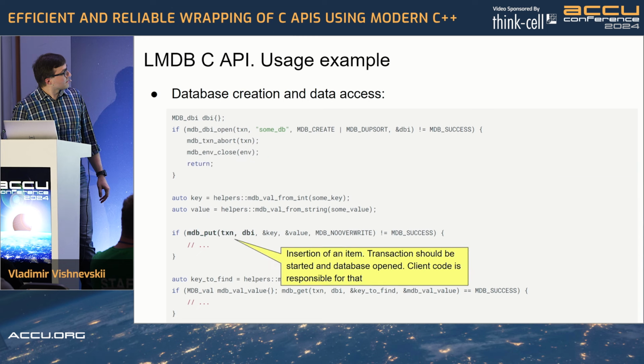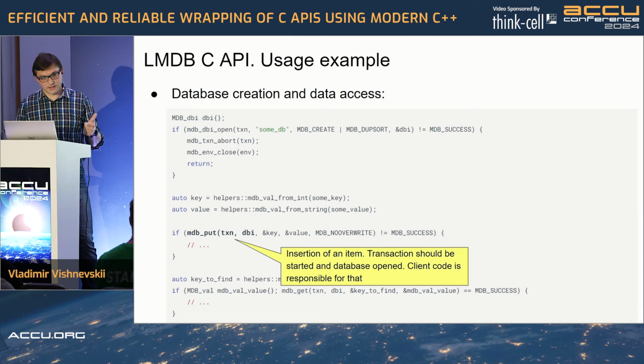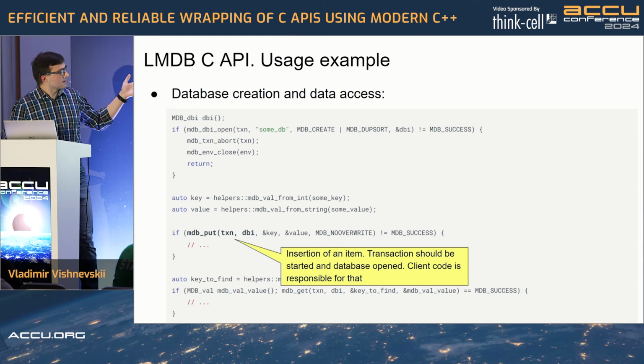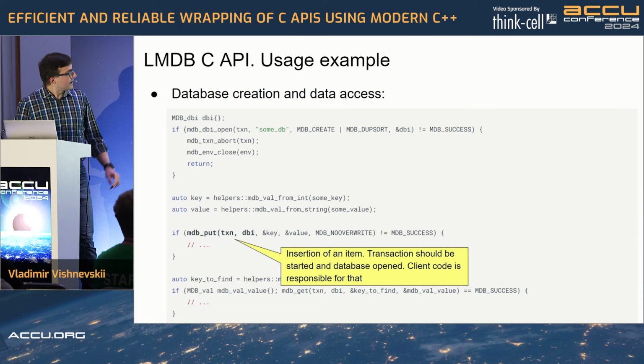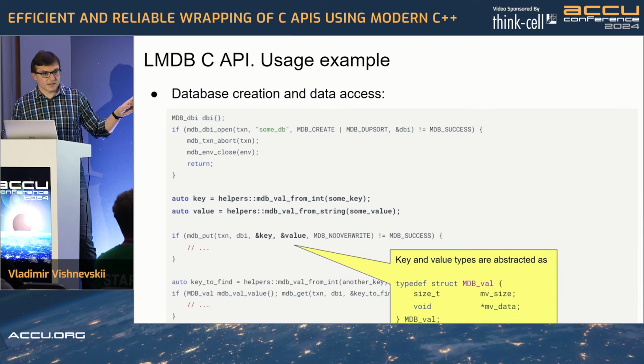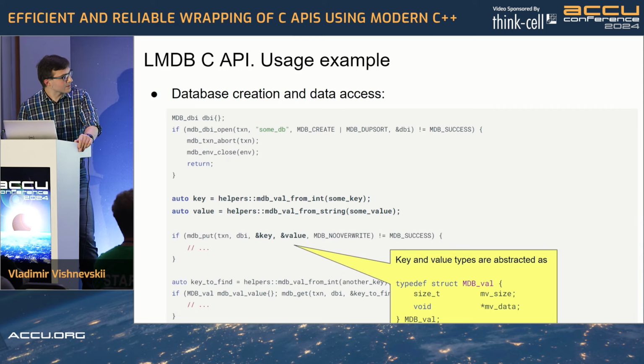And then we can put the values in our database using the function mdb_put. By this moment, we need to have an initialized environment and transaction. We also need to open the database. This all, of course, is a client code responsibility here. And also this should be considered. The key and value are represented in the C API in the form of a void pointer and mv_size, which are fields in the structure called MDB_val. So this is how arbitrary data is abstracted in the C API.